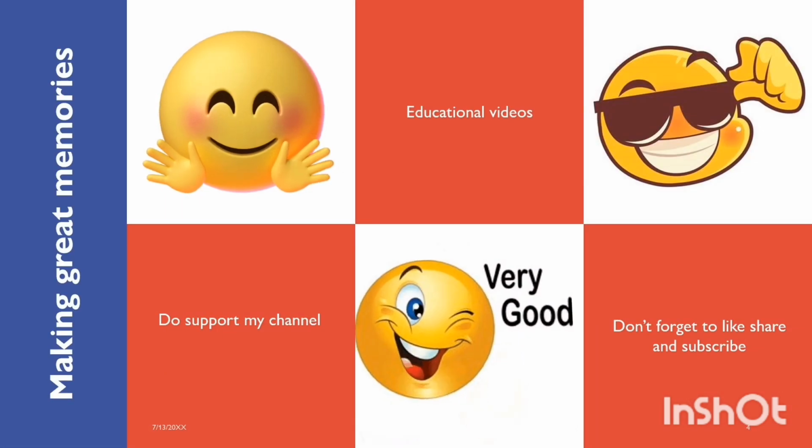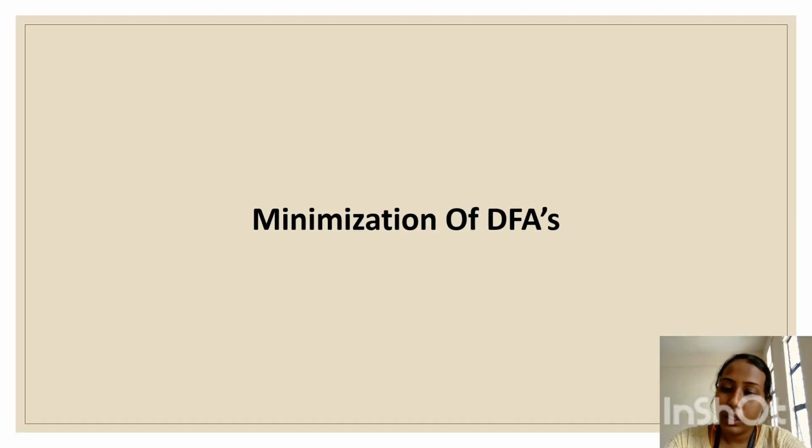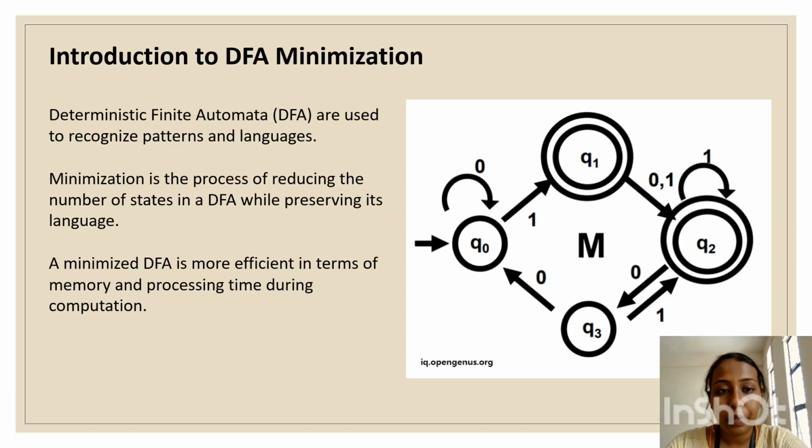Today's topic is on minimization of DFAs. So let's get into the topic. Introduction to DFA minimization. Deterministic finite automata are used to recognize patterns in languages. Minimization is a process of reducing the number of states in a DFA while preserving its language. A minimized DFA is more efficient in terms of memory and processing time during computation.